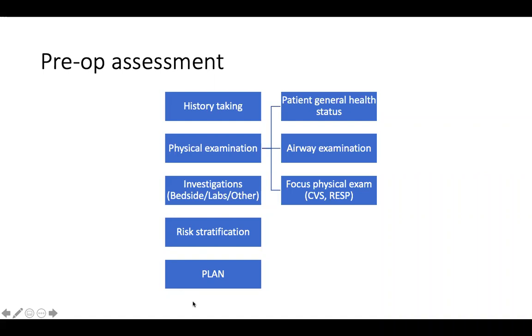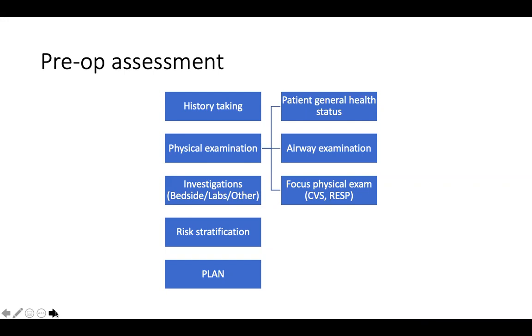And then after you've done the risk stratification, you should have a plan. So your plan is to decide, am I going to do a GA? Am I going to do a regional procedure? What other things do I need in terms of monitoring? Do I need an A-line? Do I need a CVC? Do I need a urinary catheter with this patient? Do I need blood in theater? Do I need large bore lines? What other monitoring do I need? Do I need a 5-lead ECG? Do I need a cardiac output monitor?